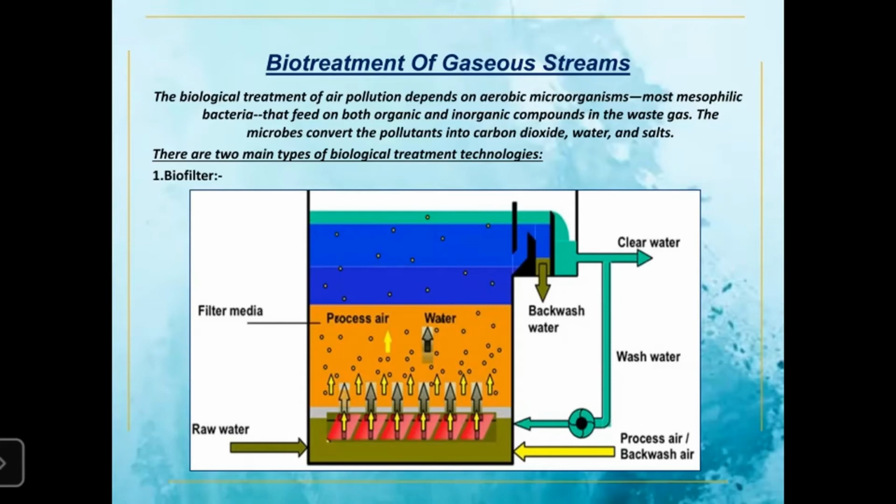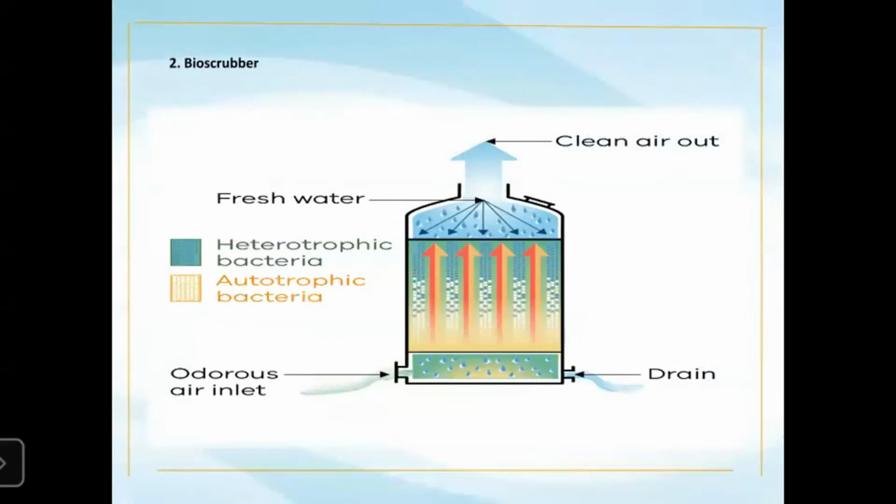The first step is the transportation of the contaminants into a liquid phase. Stage 2 is the transportation of the liquid contaminant to the bacterial cell in the biofilm. Stage 3 is the transport of the contaminant across the cell membrane. Here we can see another picture, the bioscrubber, which is another important way to remove waste.